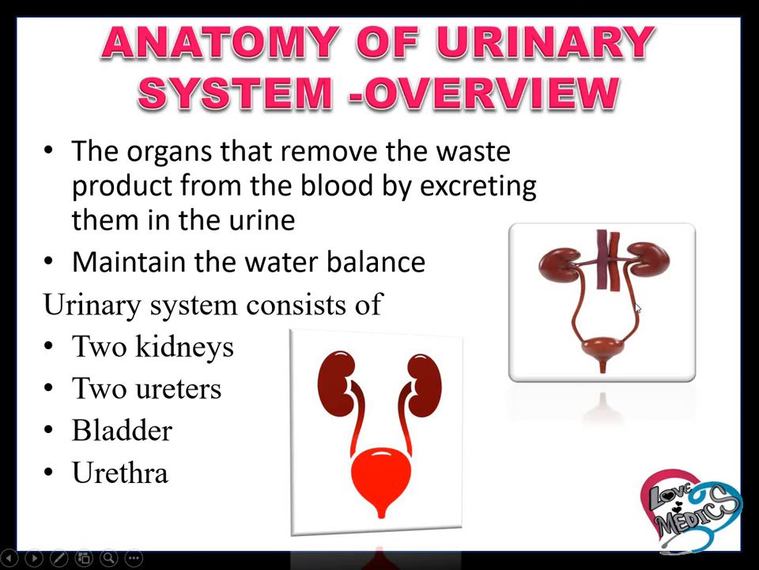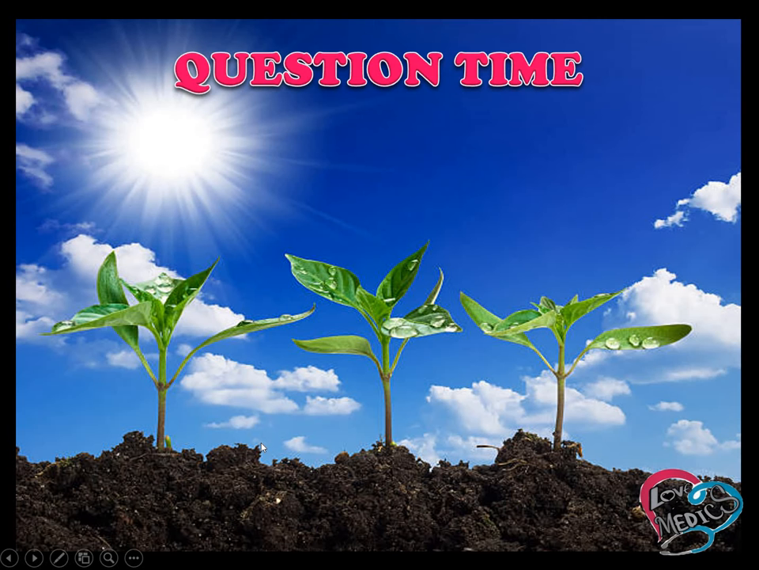Anatomy of the urinary system overview. These are the organs that remove the waste products from the blood by excreting them in the urine. The urinary system maintains the water level in our body, and it consists of 2 kidneys, 2 ureters, bladder and urethra. Question time.